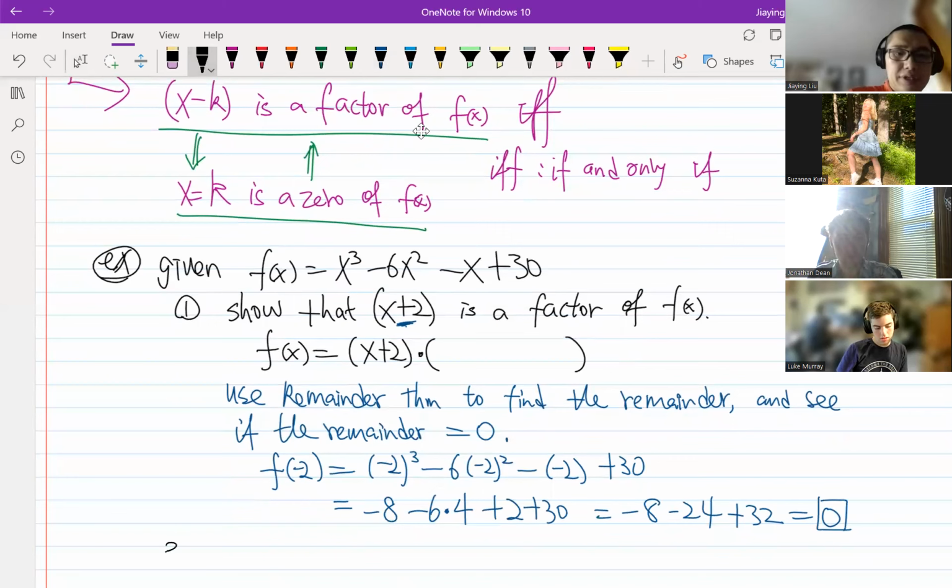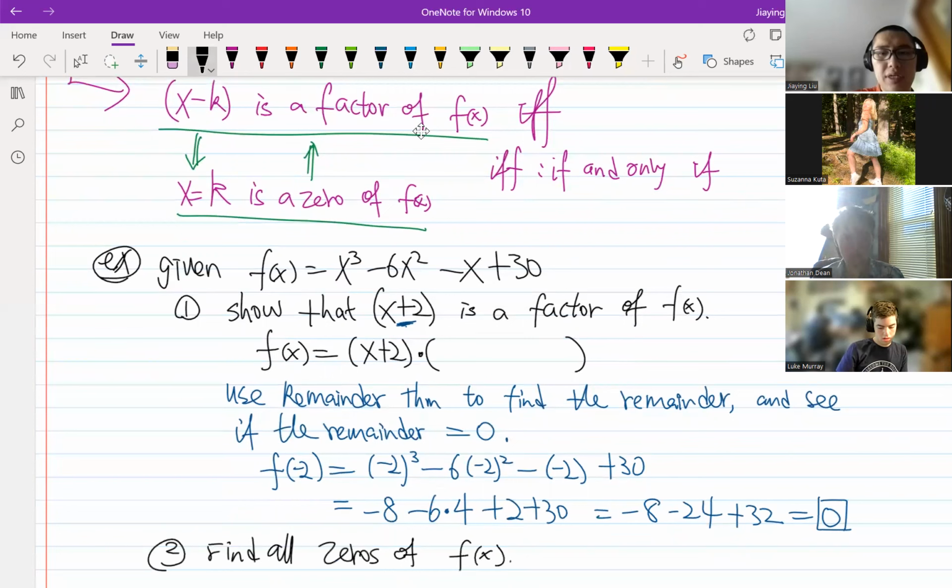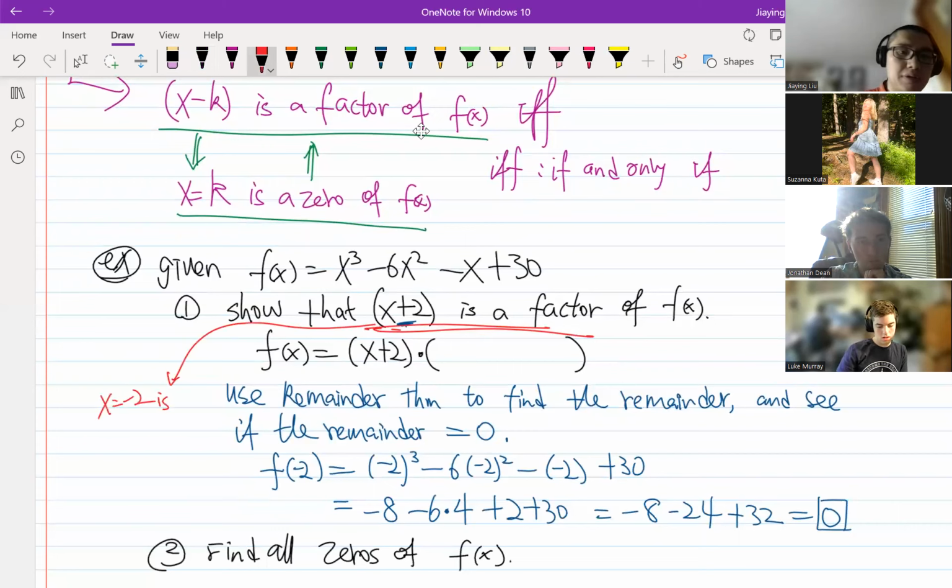The second part to this question is find all zeros of f of x. Well, we know that -2 is a 0 based on x plus 2 being a factor. It means that x equals -2 is a 0. What about other ones? Well, in order to find the other zeros, we have to know what goes into these parentheses that I don't know yet, right? The remaining factors.